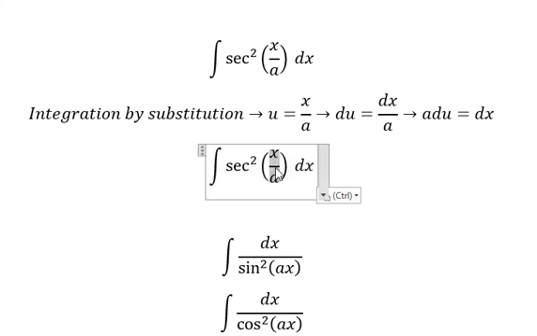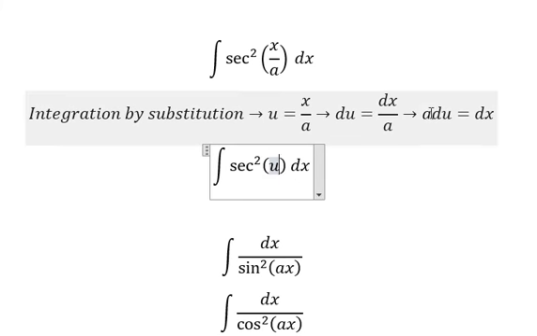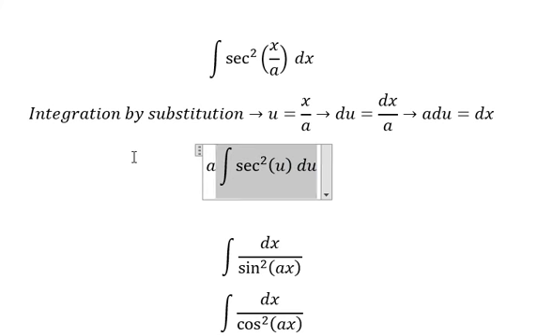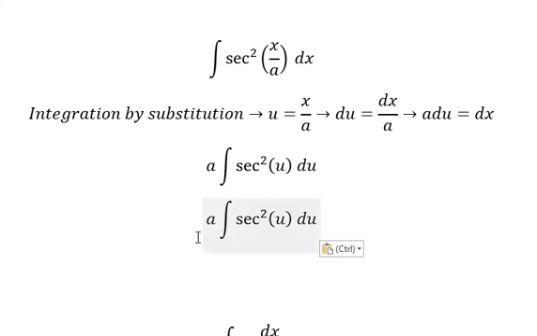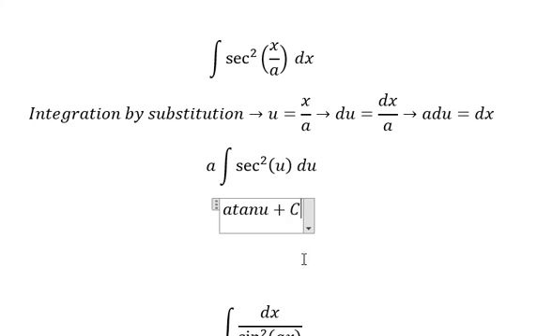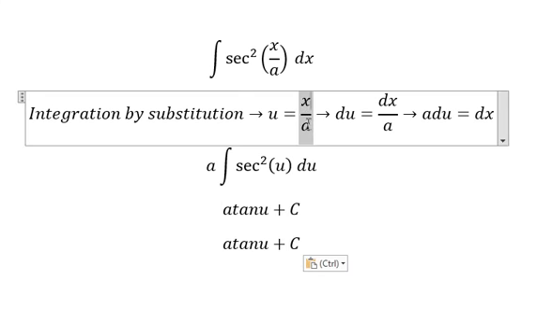So this one we change for u. The dx we change for a du. The integration of this one, secant of u squared, you get tan u plus c. Then u is x over a.